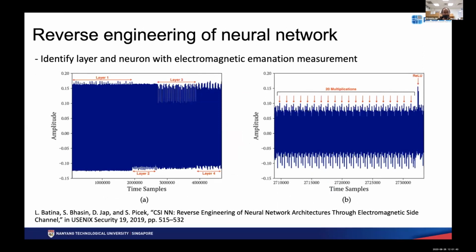As Dirmanto just showed, with the EM measurement, you can identify the layers and also the multiplications of the neural network. So we can assume that the attacker can find the timing to inject the fault.